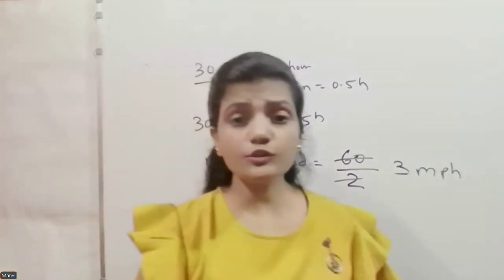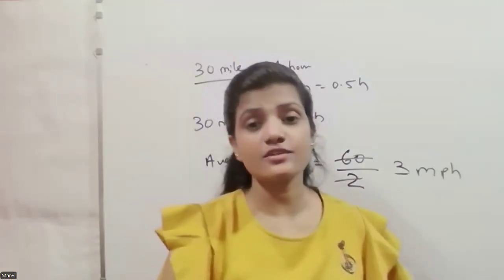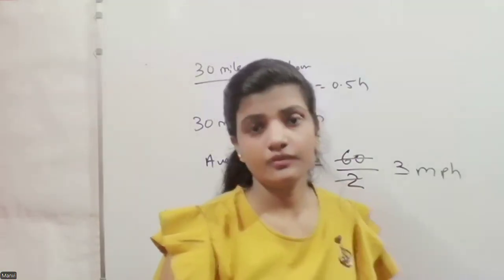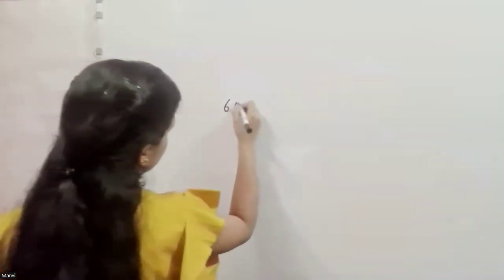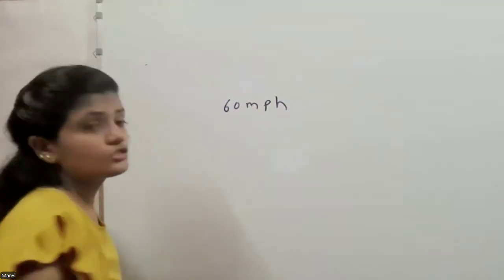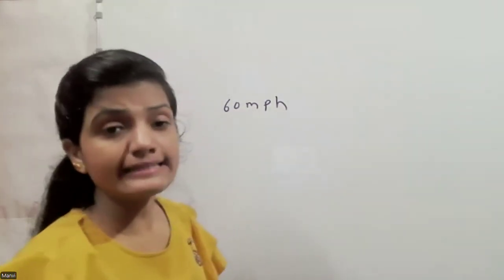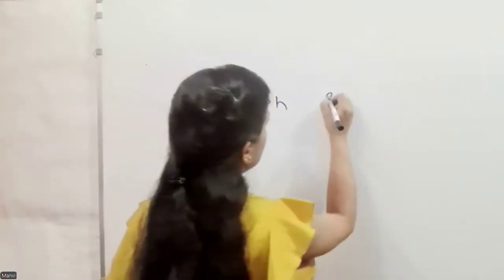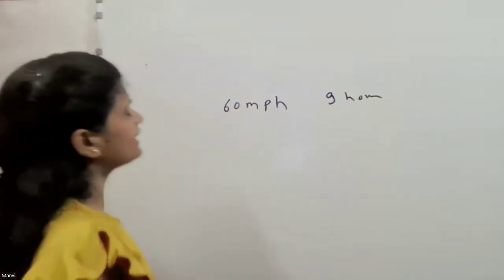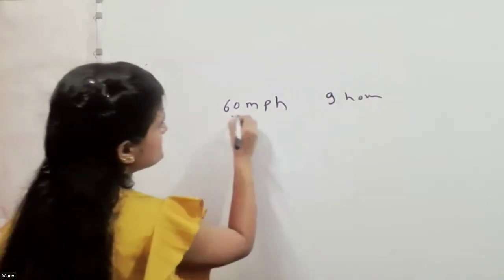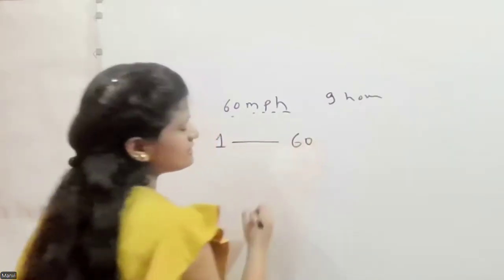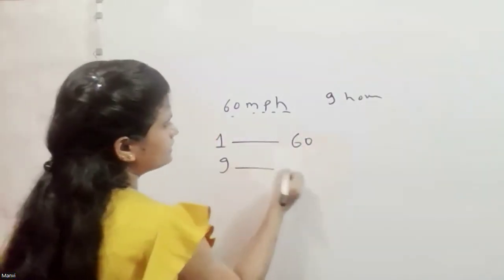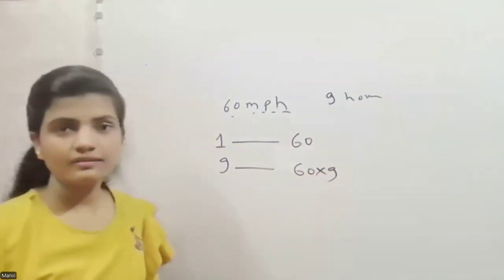Okay, Kavya. So, we can use all these things without using a formula as well. For example, if they say that car A travels 60 miles per hour, how much distance does it travel in 9 hours? So you can simply write, okay, 60 miles per hour means what? In 1 hour, this travels 60 miles. So in 9 hours, it travels 60 times 9. That's it.